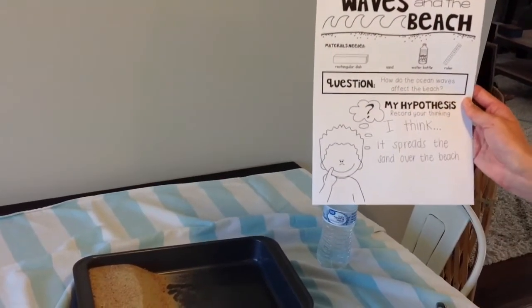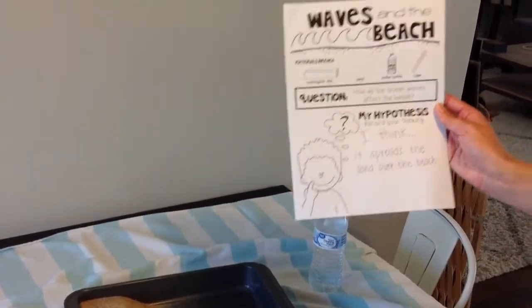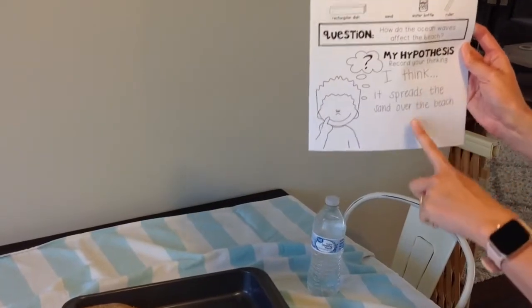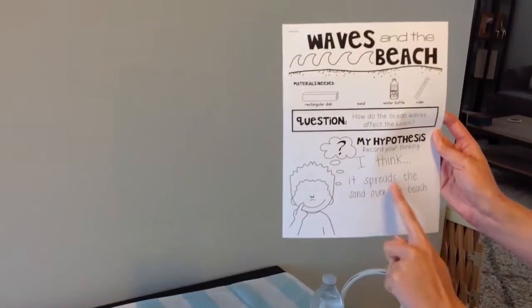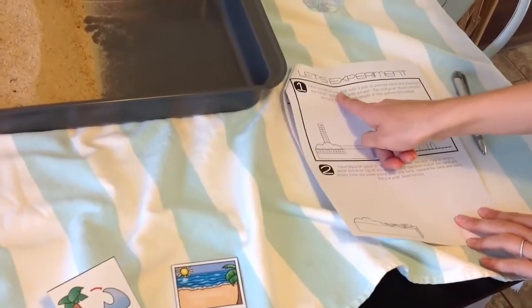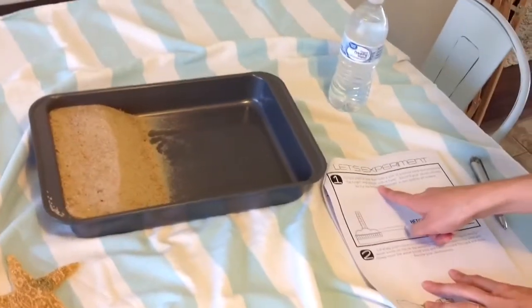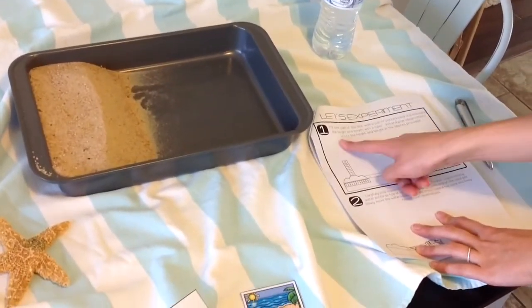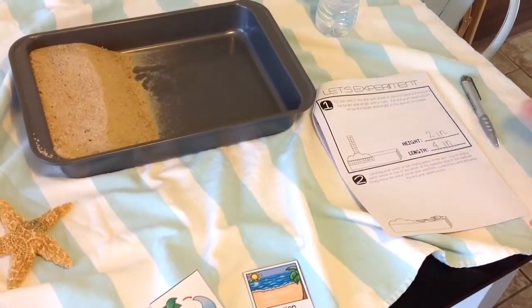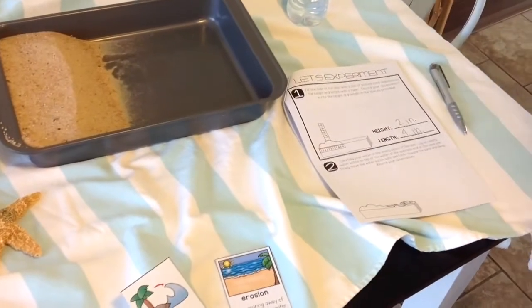And we're going to record our thinking, or our hypothesis. It's our guess, what we think is going to happen. I already did this ahead of time, and I said, I think the ocean waves will spread the sand over the beach. So there are several steps, and let's look at number one together. It says, number one, fill one side of the dish with a pile of packed sand and measure the height and length with a ruler. Record your observations and write the height and length in the spaces provided. I already did that. It's 2 inches high and it's about 4 inches in length.